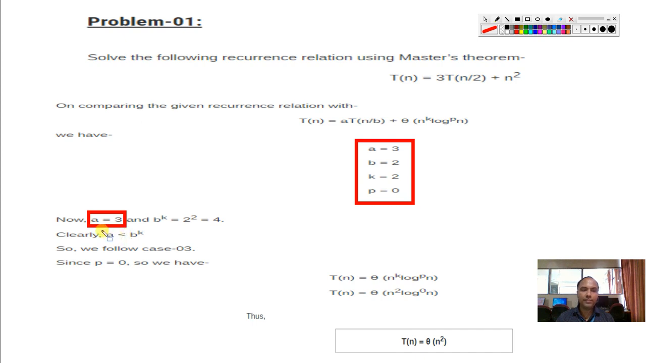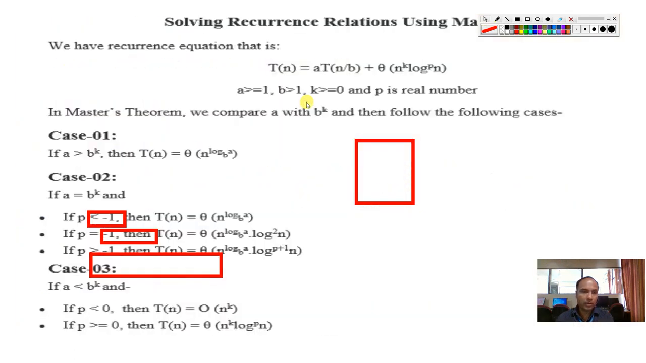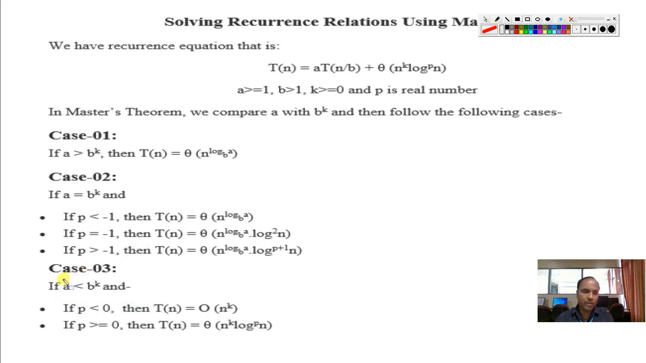Now if we compare the value of a and b raised to k, a is less than b raised to k, right? And as per the master theorem, case 3 will be applied. Let me show you that particular thing, which we have already discussed. Here you see the value of a is less than b raised to k. Let me highlight it for you.